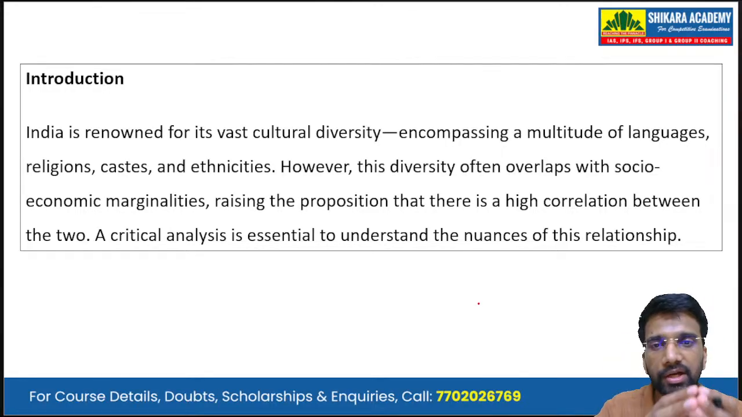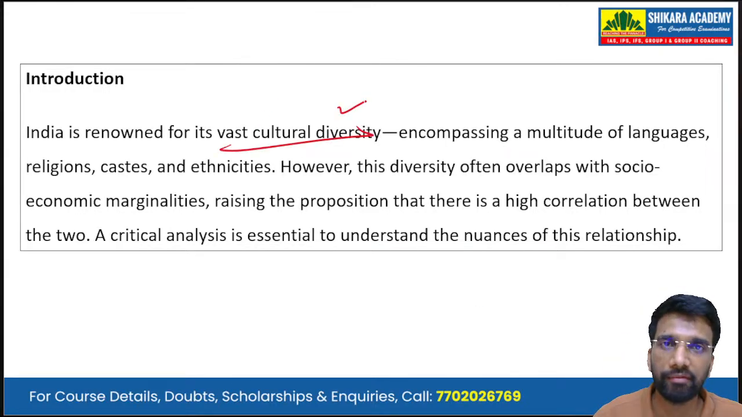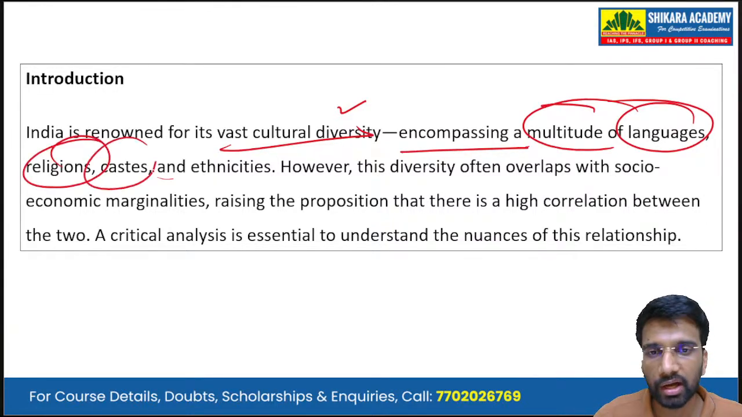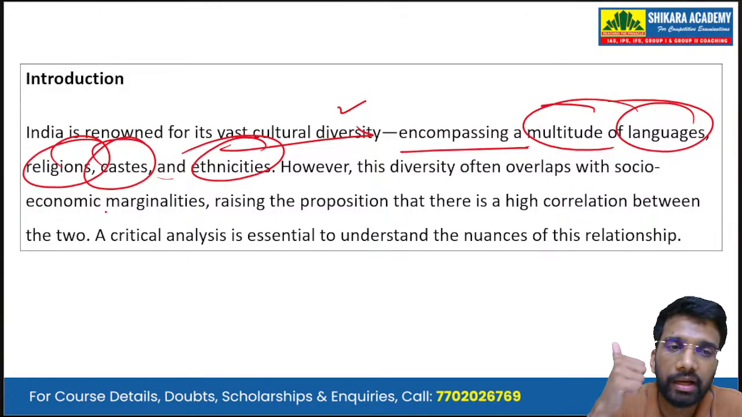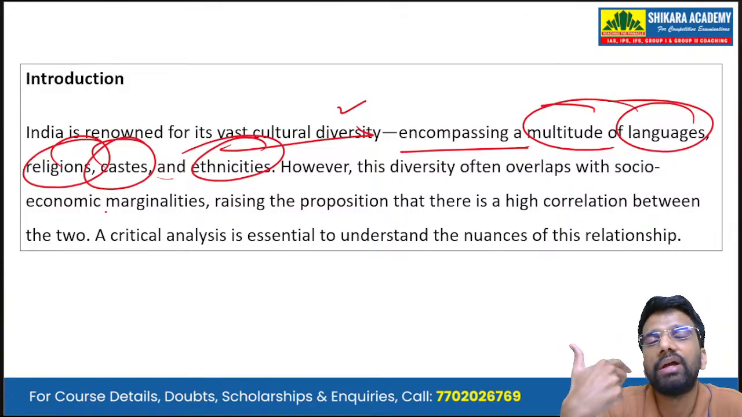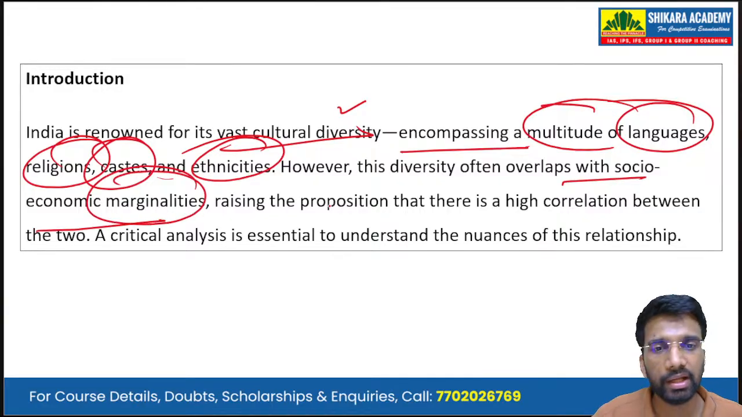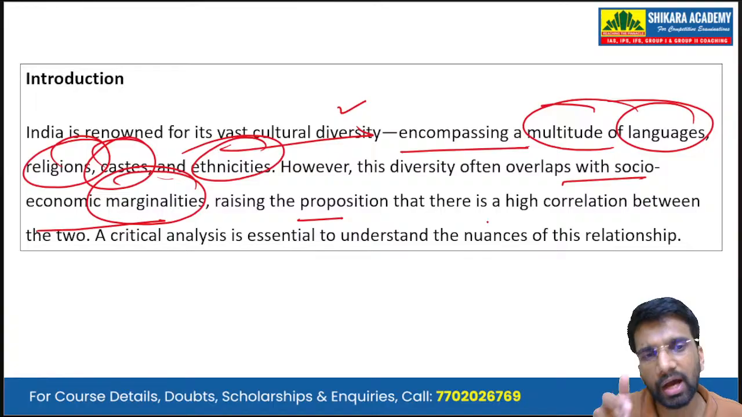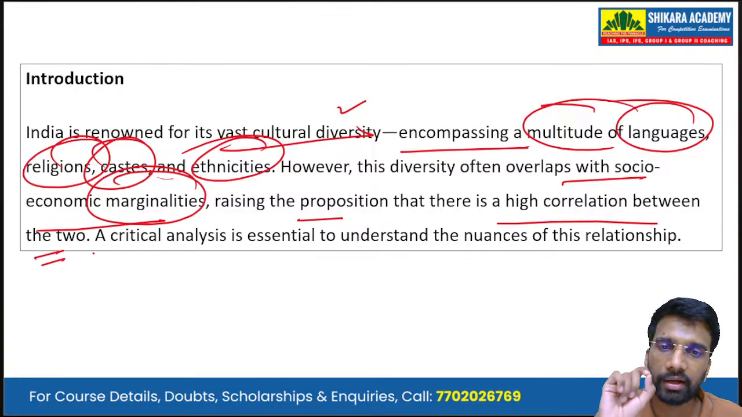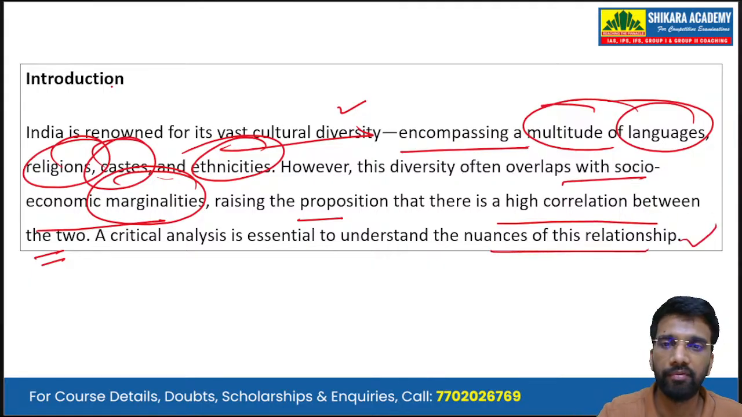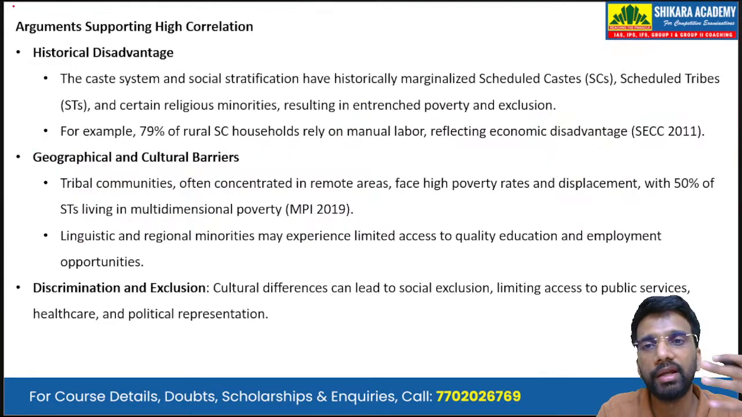Starting with the introduction, India is renowned for its vast cultural diversity, encompassing a multitude of languages, religions, castes, and ethnicities. So we have diversity in language, religion, castes, and ethnicities. However, this diversity often overlaps with the socio-economic marginalities, raising the proposition that there is a high correlation between the two. Critical analysis is essential to understand the nuances of this relationship. So we have introduced the answer and connected with the body that we will be critically analyzing it.